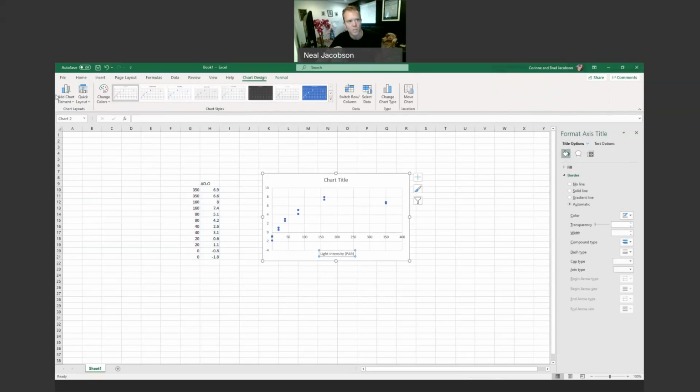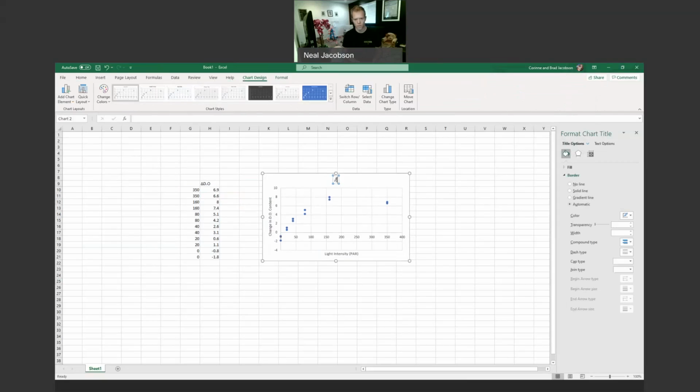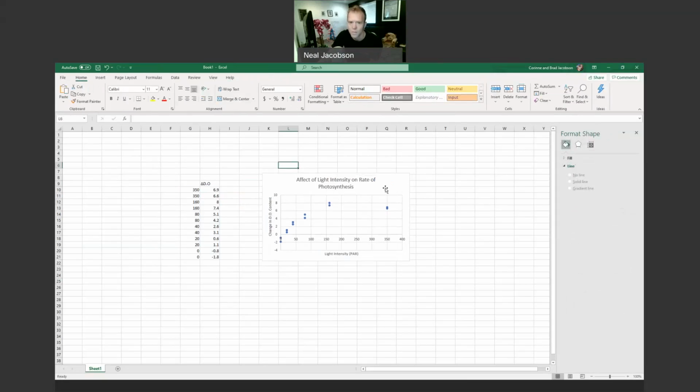And now we need to add another chart element. So we'll come up here and do axis title, primary vertical. What are we looking at over here? We're looking at our change in dissolved oxygen content. And then chart title: the effect of light intensity on rate of photosynthesis. Boom.